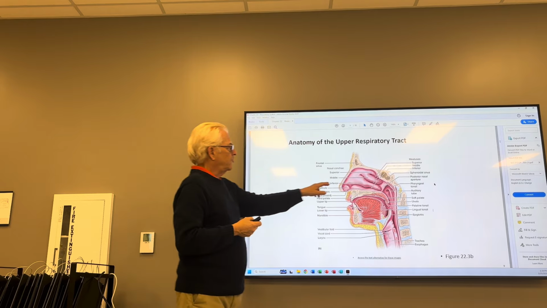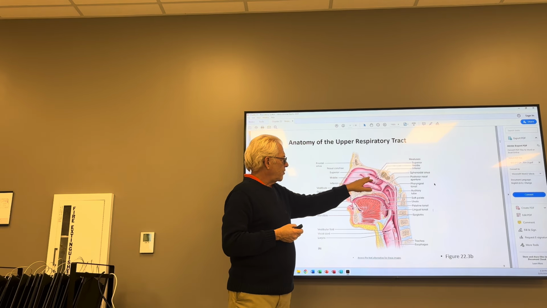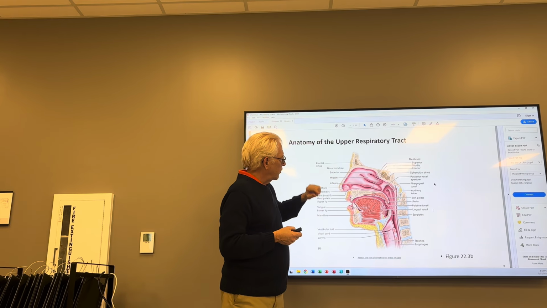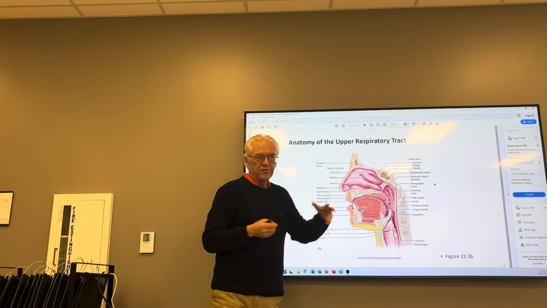And see, there's 3 of them. Superior, inferior, in the middle. All we can see are these 2 through the nose, because this superior one is behind the nasal bone. All right.